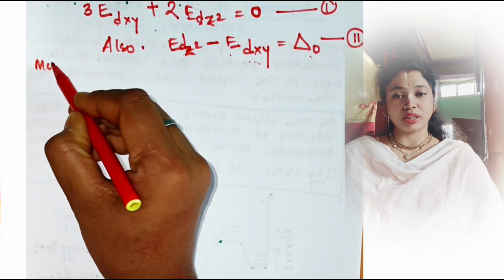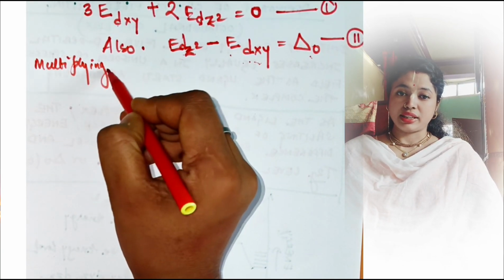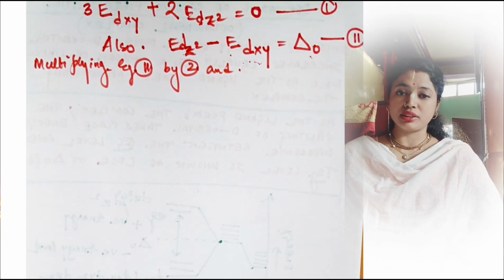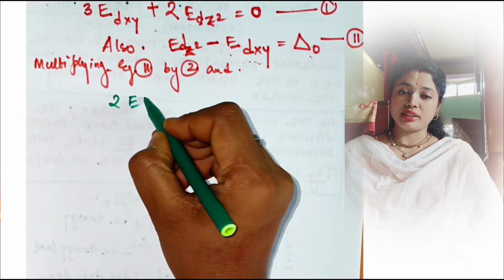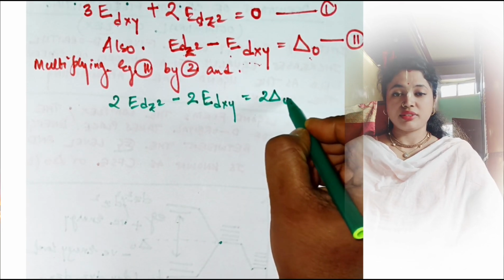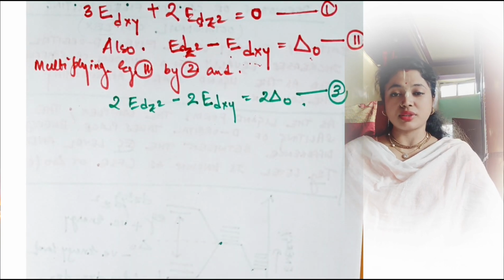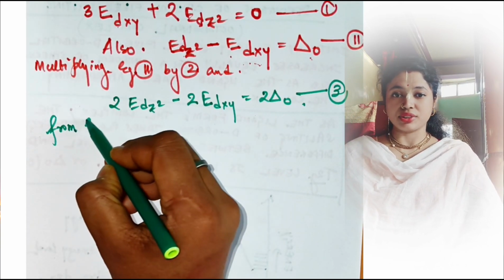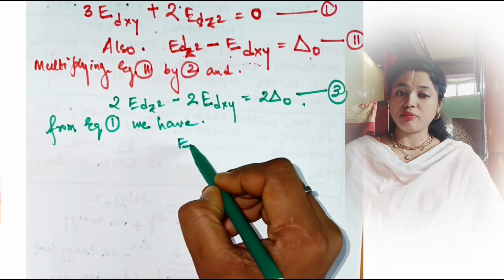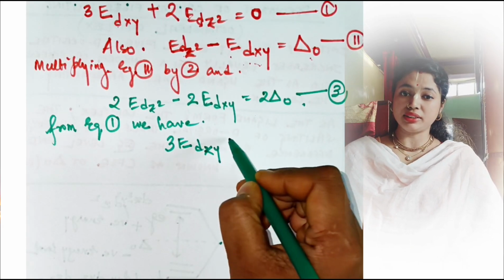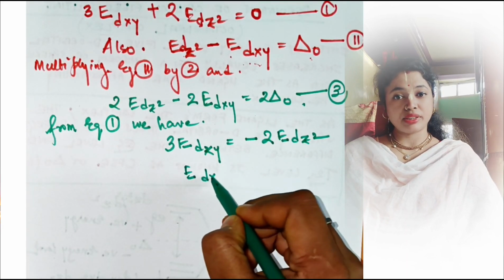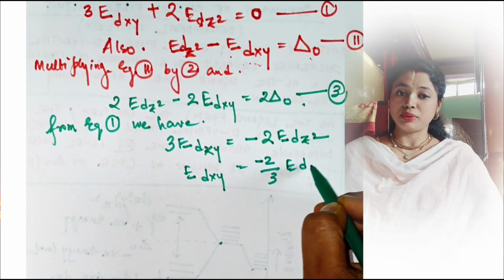Now multiplying equation 2 by 2, what we are getting, if you multiply this equation by 2, we are getting 2E dz square minus 2E dxy is equal to twice delta naught. This is our equation 3. Now, from equation 1, if we rewrite this equation, we have 3E dxy is equal to minus 2E dz square. So we can write E dxy as minus 2 by 3 E dz square.